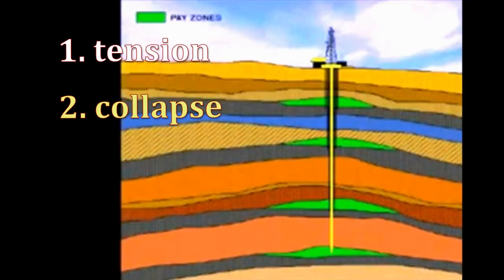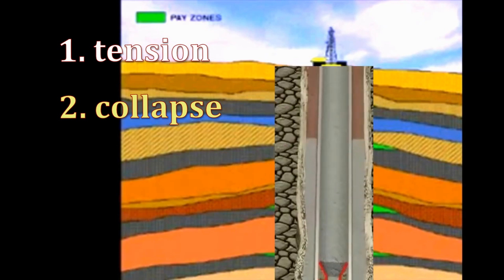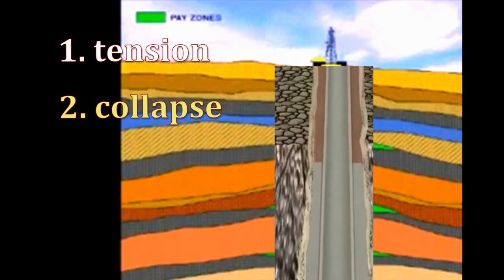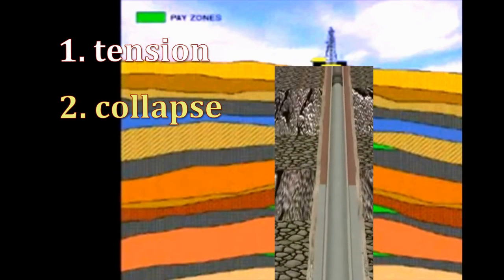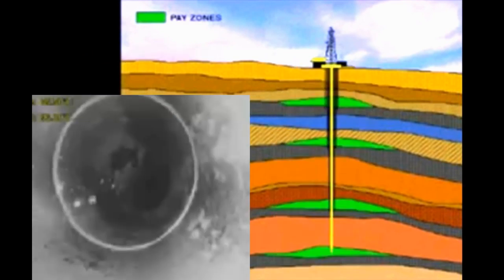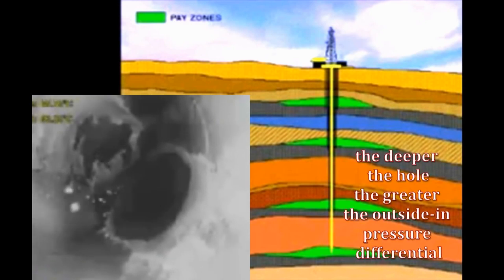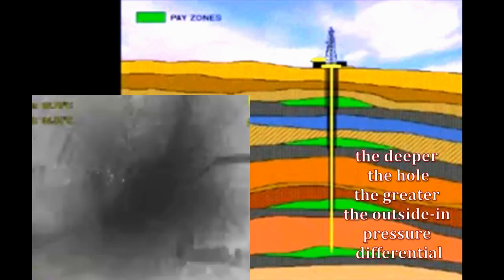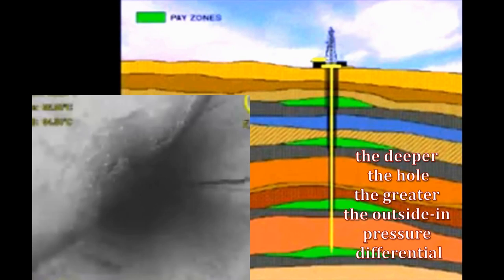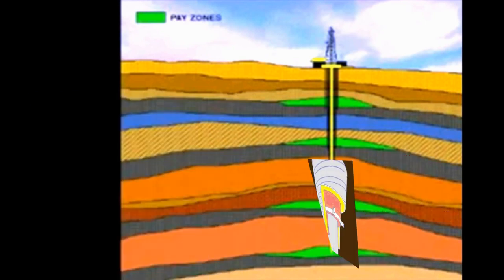The next is the danger of collapse. This danger is greatest when cement has just been circulated up the outside of the casing, because the cement is much heavier than the mud that is inside it. The deeper the hole, the greater the outside-in pressure differential is. Strengthening for collapse is usually done at the bottom of the hole with a higher grade of casing.